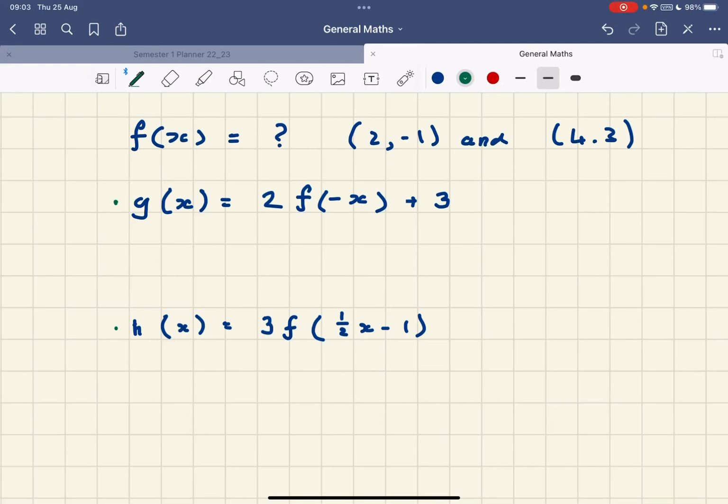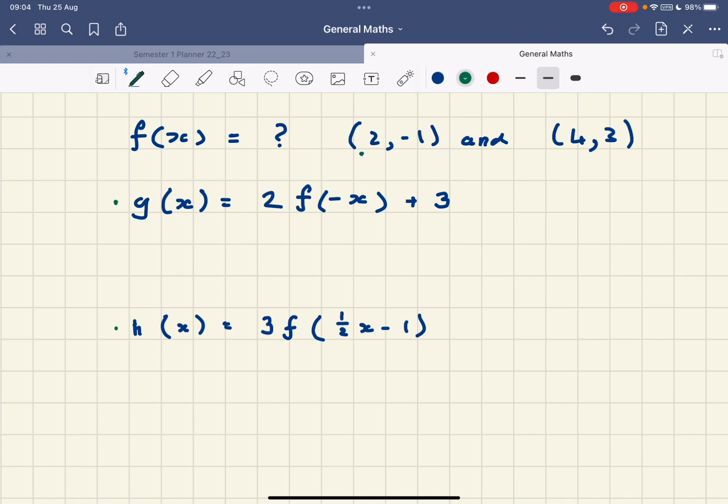So in this video, we're going to look at transformations of curves: the dilation, the stretch, and the translation. And we're going to see if we can find out where points go if we don't know what the function is. So I've got a function f(x), and I don't know what it is. But I've got 2 points on this function that I'm going to transform onto this new function g(x), and it's 2 times f(-x) + 3.